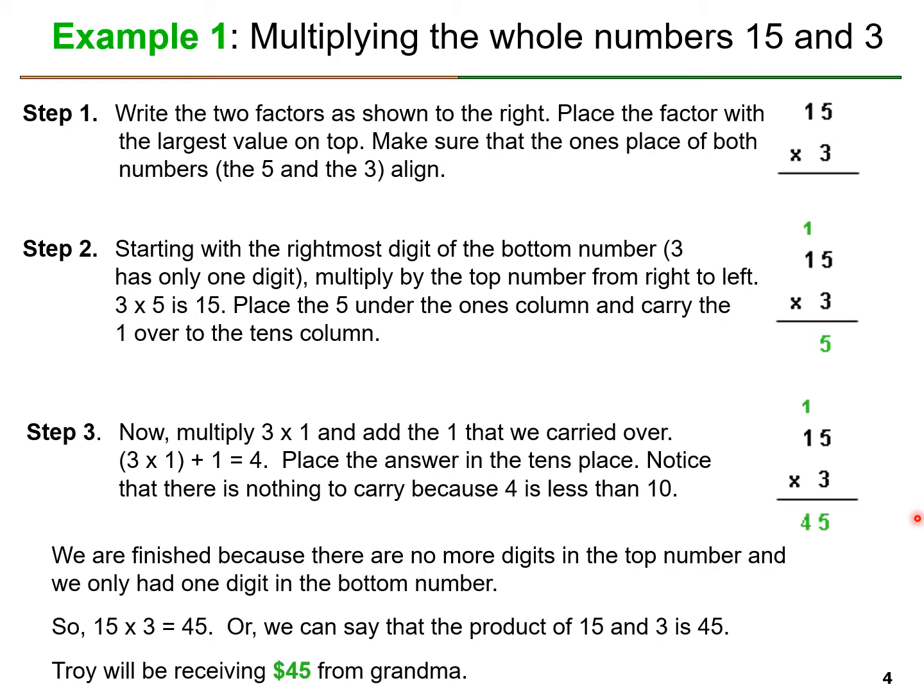We are finished because there are no more digits in the top number, and we only had one digit in the bottom number. In the next example, we're going to see that for every digit we have in the bottom number, we're going to generate one number under the horizontal line. So 15 times 3 is 45. Or we can say that the product of 15 and 3 is 45. So Troy will be receiving $45 from Grandma.